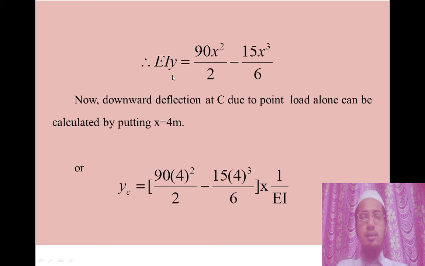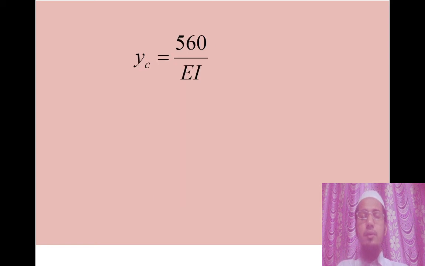Try to solve it on your own. Solve and compare your answer. Everyone, you got this answer? Okay, yC equals 560 divided by EI. Now this is the deflection at C due to the point load.